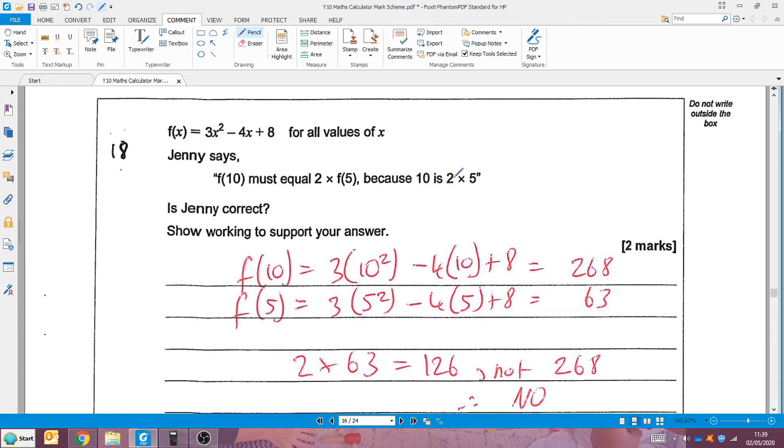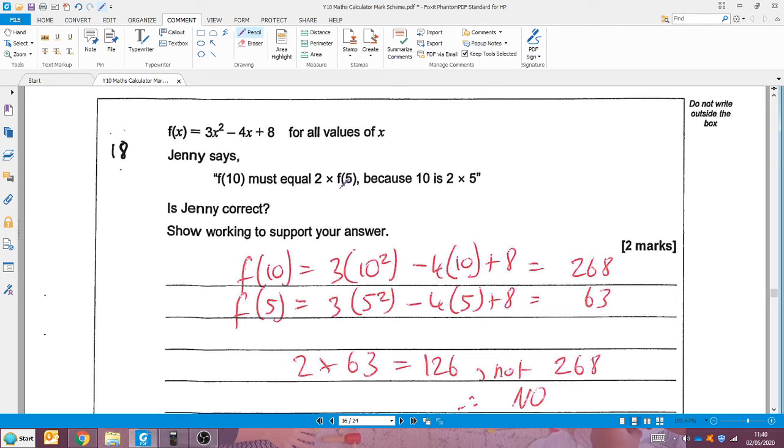You've got to answer the question. Don't just stick numbers everywhere and expect the examiner to answer it for you. You've got to work out f of 10. That means you put a 10 where the x is, and that comes to that. Then you put the 5 where the x is and get that. And don't forget to times it by 2.